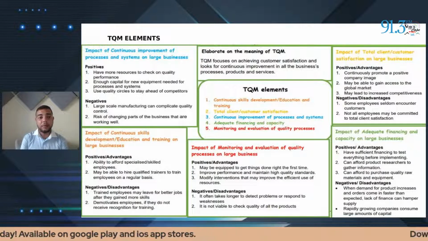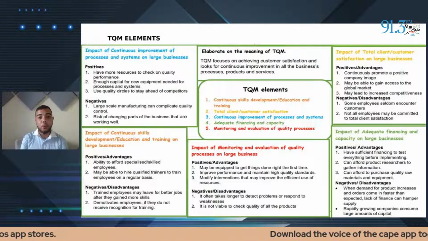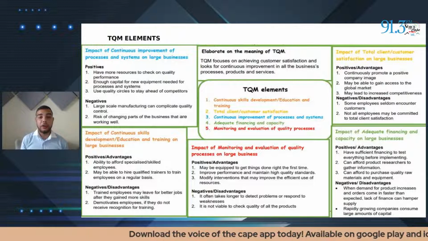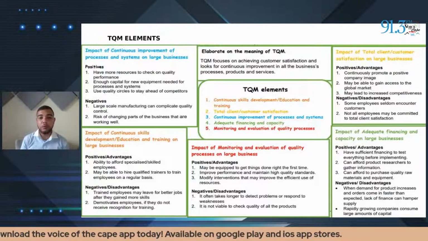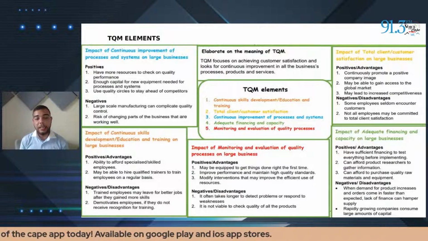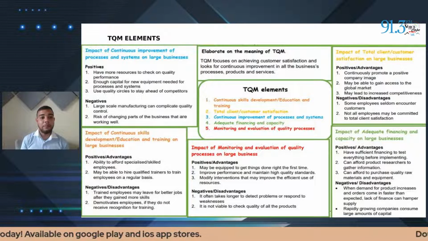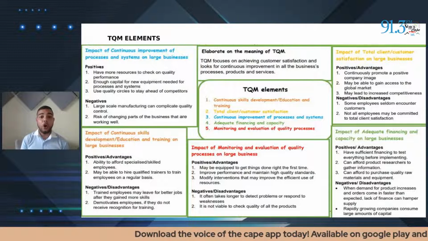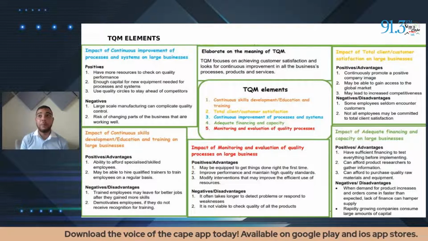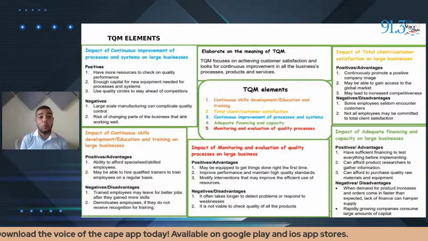The negative thing about this is that large scale manufacturing can complicate quality control. Reason being, if you have a large scale of manufacturing, you can't go through all of those items before it goes out. Therefore, at some shops, you'll always get that they then tend to sell for much cheaper. The risk of changing parts of the business that are working well.